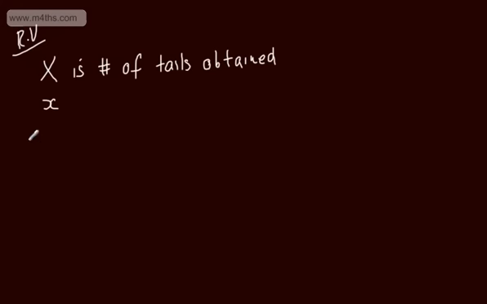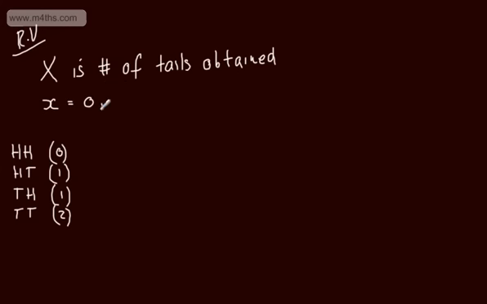So let's go ahead and look at a sample space. We would have head, head. We would have head, tail. We would have tail, head. And then we would have tail, tail. So in this case, we've got 0 tails. We've got 1 tail, we've got 1 tail, and we've got 2 tails. So we could say the particular values of our random variable, x, are going to be 0, 1, and 2.